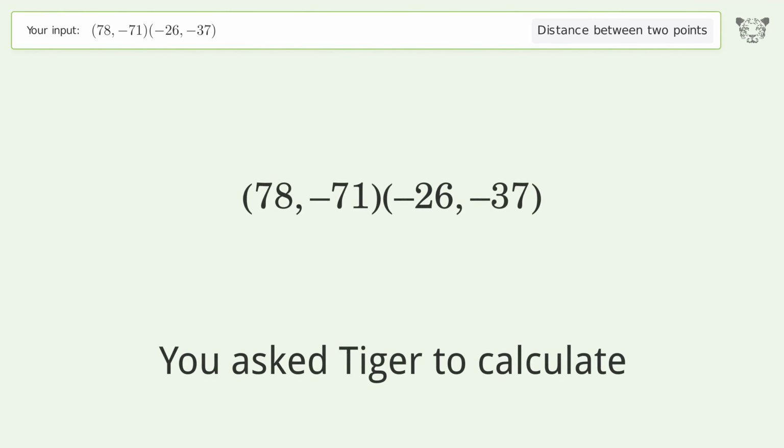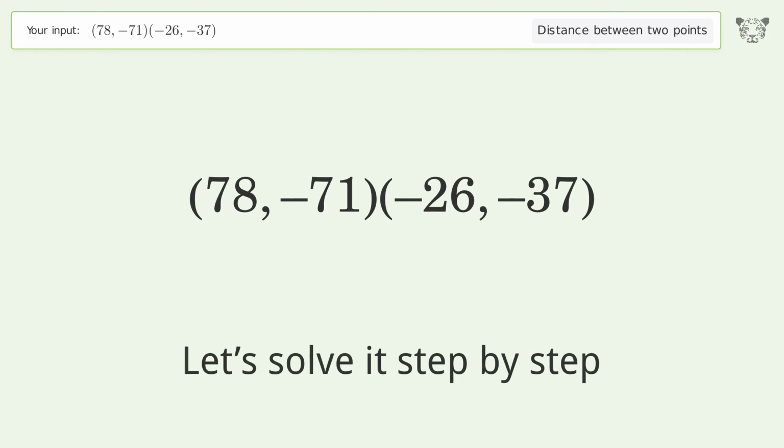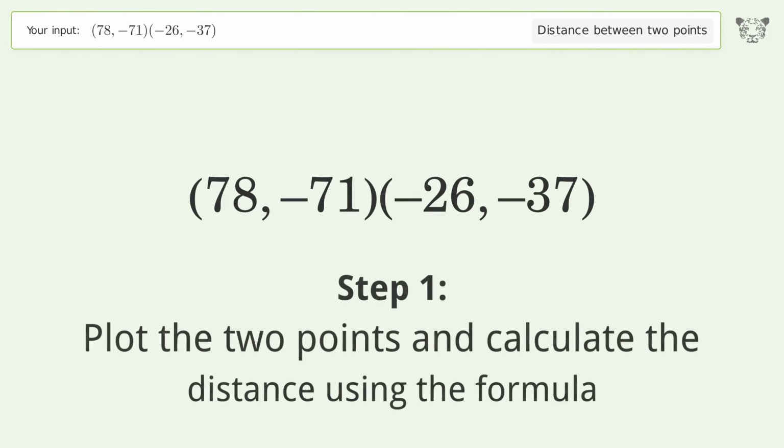You ask Tiger to calculate. This deals with the distance between 2 points. The distance between the 2 points is the square root of 11,972, or 109.417. Let's solve it step by step. Plot the 2 points and calculate the distance using the formula.